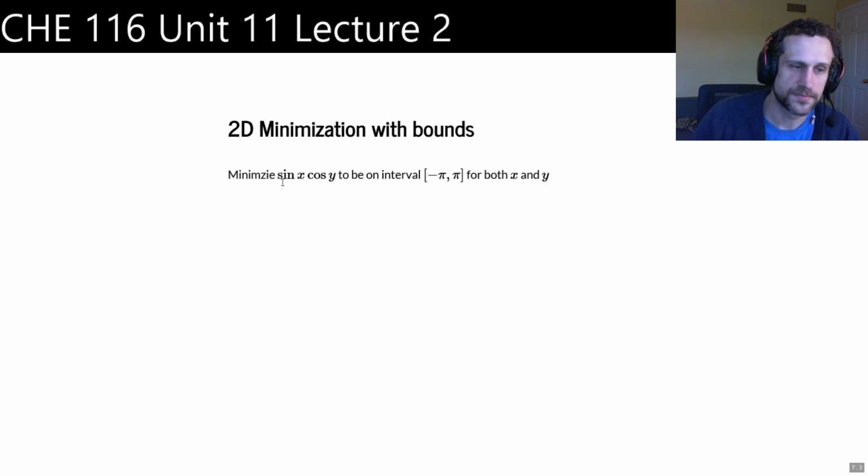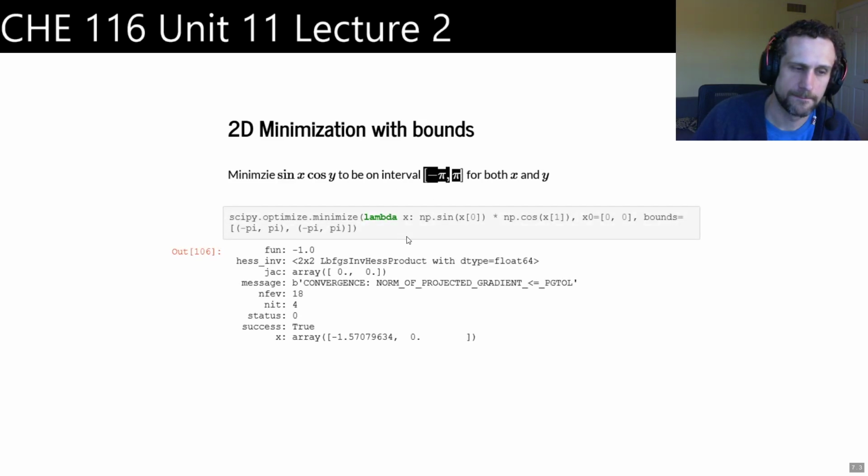Let's see another example, in 2 dimensions. Let's say I want to minimize sine of x times cosine of y on the interval of minus pi to pi. Here's what it looks like when we're doing multi-dimensional minimization. Notice my function still takes in one argument, x, but then I slice it to get the first dimension, and I slice it again to get the second dimension. My starting point needs to also be 2 dimensions because my problem is 2 dimensions. Then my bounds need to have 2 elements in the list, one for each dimension, and within each dimension I have a tuple indicating the lower and the upper value.